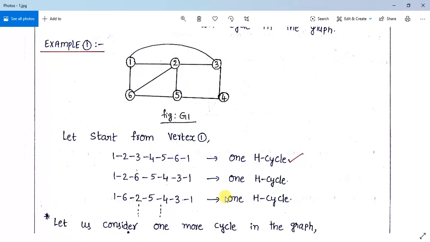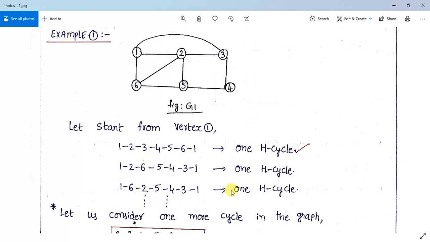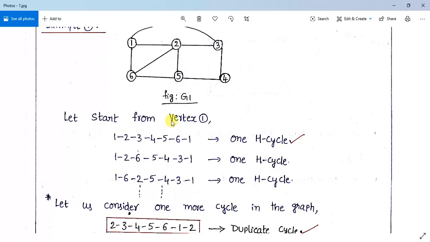Let us consider one more cycle. If I consider the starting vertex as 2: 2 to 3, 3 to 4, 4 to 5, 5 to 6, 6 to 1, and 1 to 2.